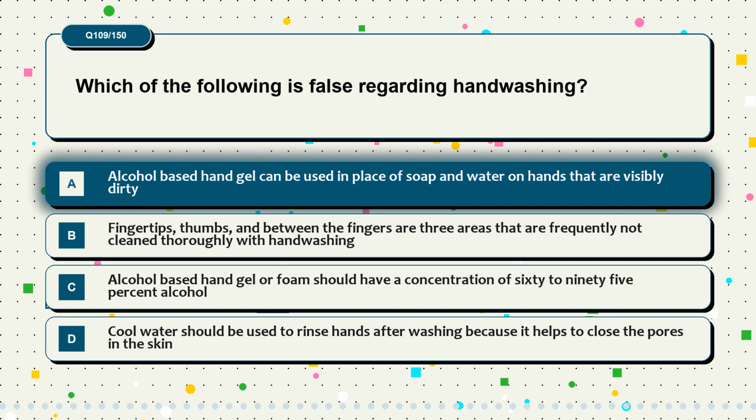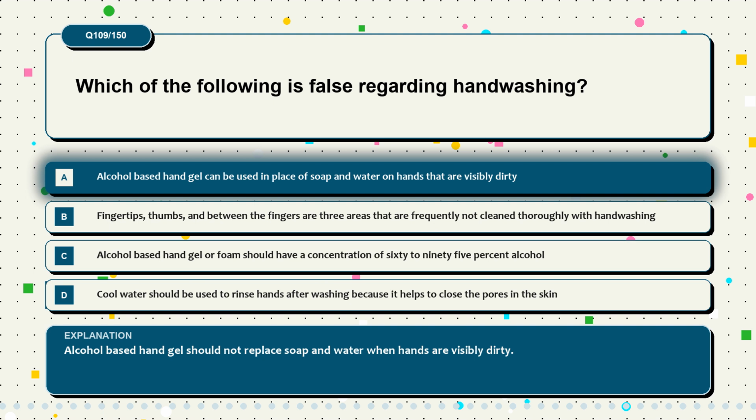The correct answer is option A. Alcohol-based hand gel can be used in place of soap and water on hands that are visibly dirty. Alcohol-based hand gel should not replace soap and water when hands are visibly dirty.